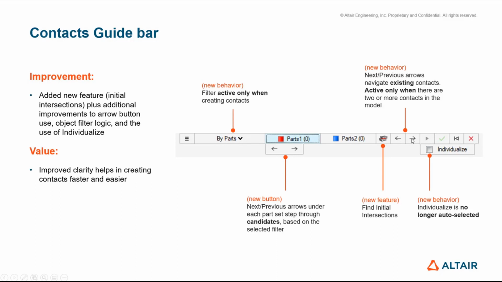In the past, these two arrows on the far right had two different purposes, but now we've broken them down into one purpose. And the only purpose is to navigate existing contacts. And then here we have another set of arrows, these are new, that allow us to place objects based on the filter into the respective part groups. And we also have this individualize. Previously, we auto-checked the individualize. It created some confusion for users, so we've deselected it. So now we let the user at will choose when they want to individualize one contact and break it into multiple contacts.